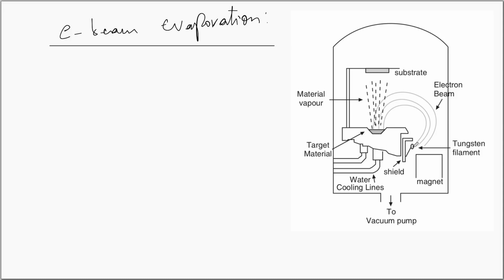When the tungsten filament is heated, it emits electrons, and those electrons, due to the presence of a magnetic field, are deflected in such a way that they start hitting the target material. Once the target material is hit by the electrons, the vapor of the material is liberated, and this vapor moves upward and gets deposited on the substrate here. That is how E-beam evaporation works.